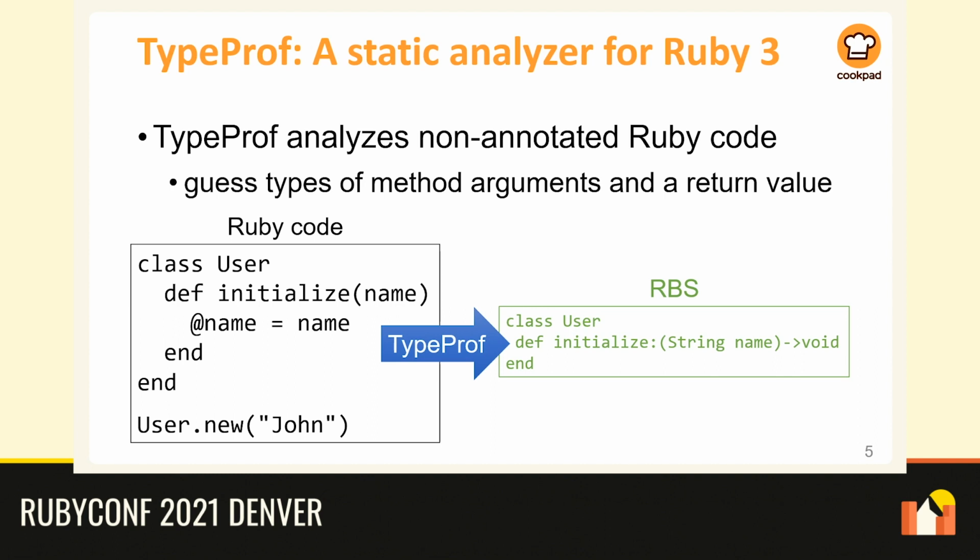In this case, the generated signature says that there is a class definition called User, and it has a method called initialize, which accepts a String instance as an argument. Today, I do not explain how TypeProf analyzes Ruby code. If you are interested in it, please see my previous talk at RubyConf 2019.